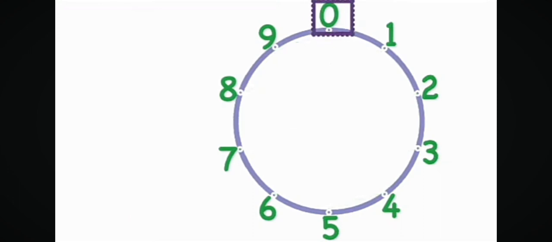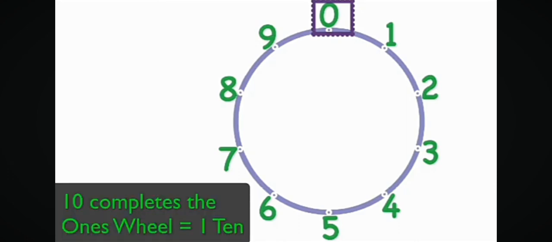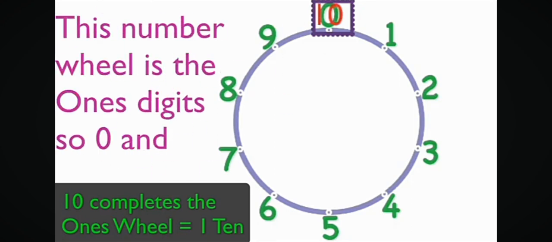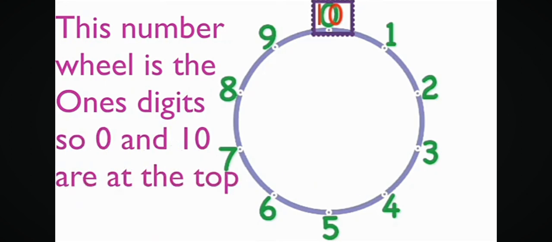And coming around the circle, we're back at 0. But hey, we just came from 6, 7, 8, 9, so it should be 10. And 10 ends in 0. And the wheel really is the ones digits. So the top 0 is really 0 and completes the circle at 10 also. It's both 0 and 10. 0 and 10 are side by side, and you also know they add up to 10.